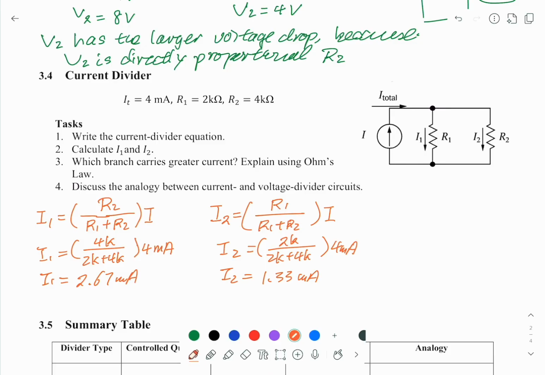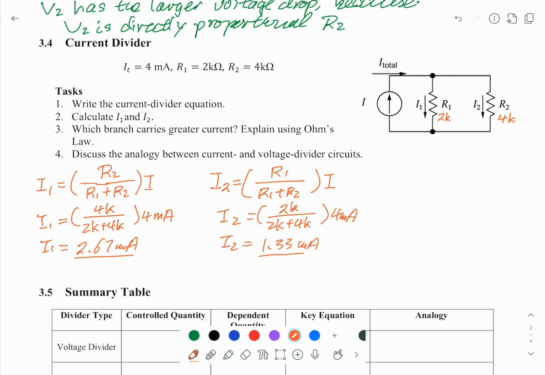R1 is 2K, R2 is 4K. So R2 is higher, therefore less current will pass through R2. So this is 1.33. R1 is lower than R2, so there will be more current passing through R1. Which branch carries greater current? In this case it is R1. Explain using Ohm's law.